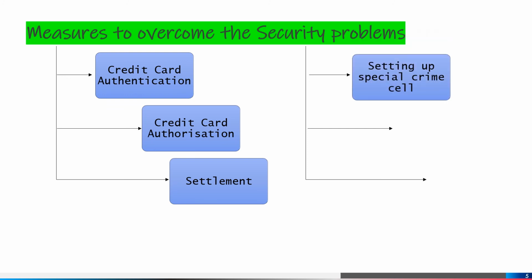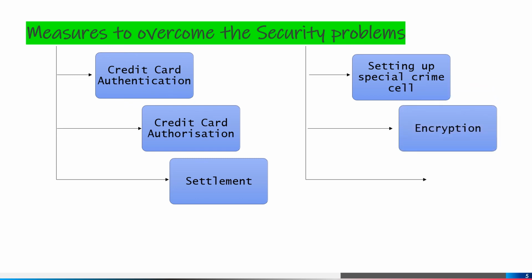Now let's understand the measures to deal with problems like virus and hacking. The first one is setting up a special crime cell. The government has already been doing a lot of work to secure people who are affected by these data storage risks. Our government has set up a special crime cell to look into the crimes committed by different hackers, and they are taking necessary actions against these criminals.